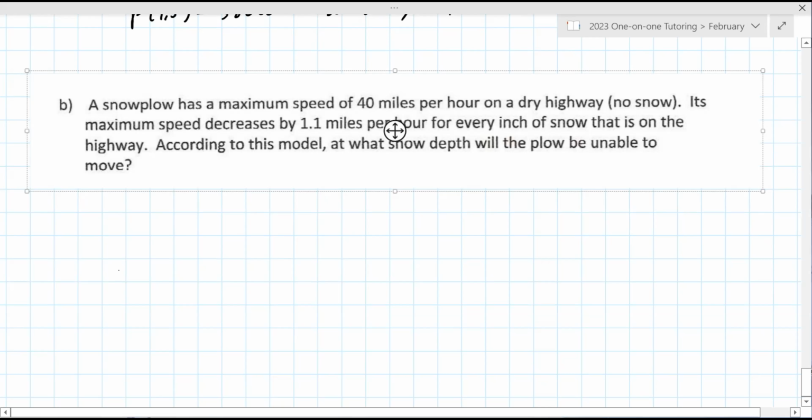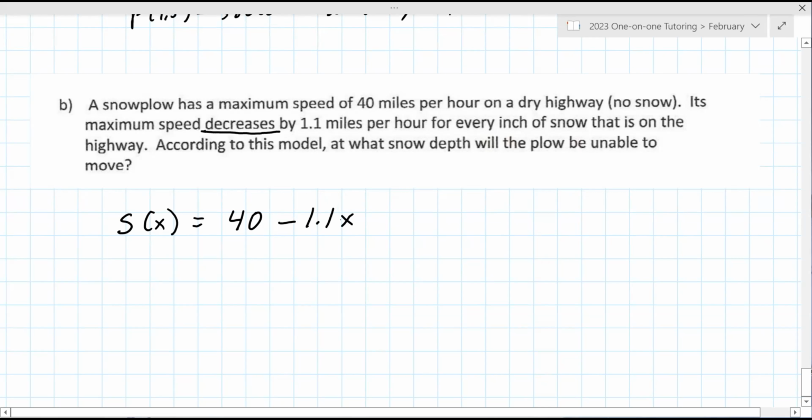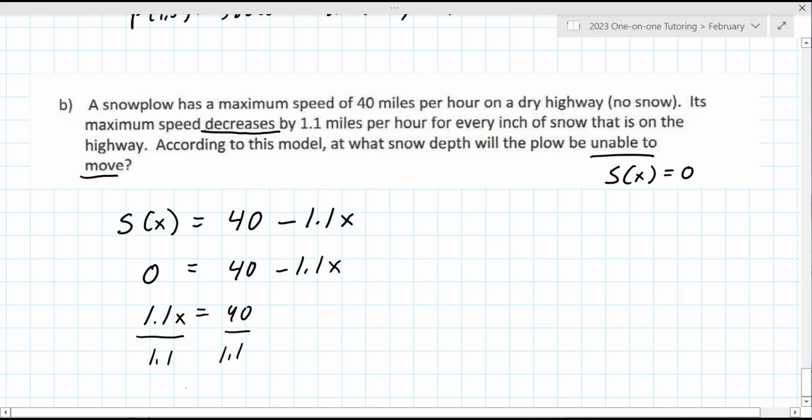Okay, so we're going to say speed as a function of X here. And it starts out at 40. Decreases by means go down 1.1x. And if it's unable to move, that's when the function equals 0. So we're setting 0 equal to 40 minus 1.1x. If you add the 1.1x to both sides and then divide by 1.1, x equals, we'll get that number here, about 36 inches-ish.